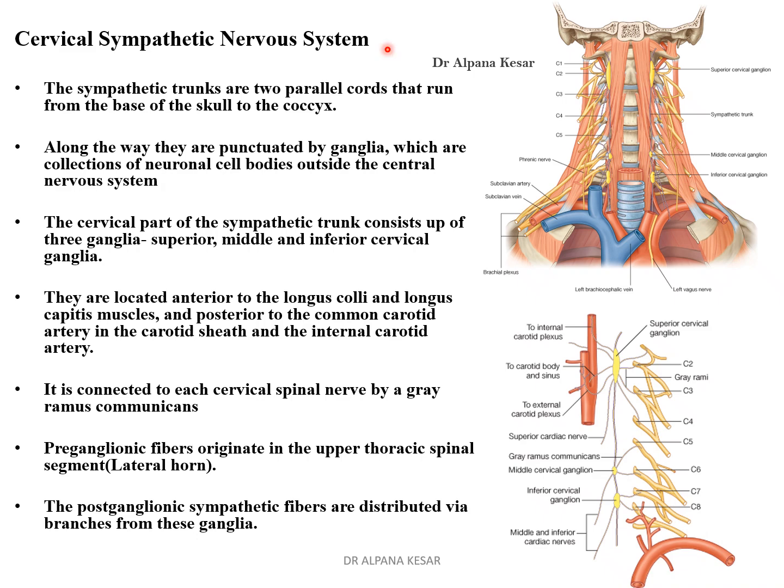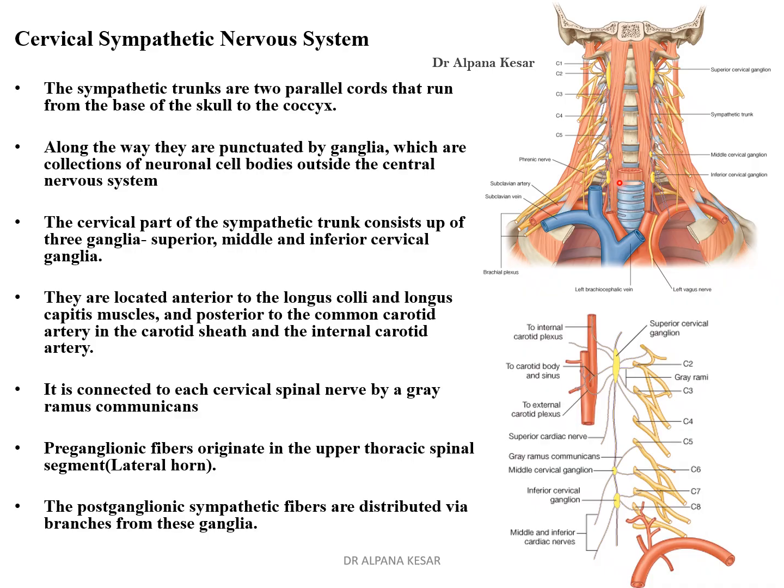Cervical sympathetic nervous system. The sympathetic trunks consist of two parallel cords that run from the base of the skull till the coccyx. Along the way they are punctuated by ganglia, which is a collection of neuronal cell bodies present outside the central nervous system. The cervical part of the sympathetic trunk consists of three ganglia: the superior cervical ganglia, the middle cervical ganglia, and the inferior cervical ganglia.